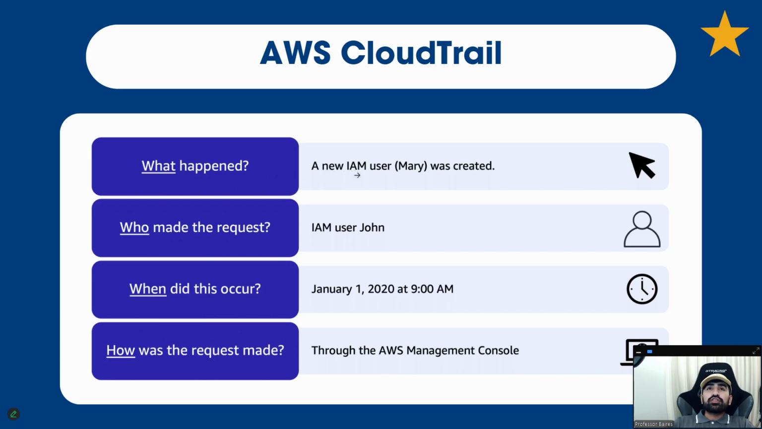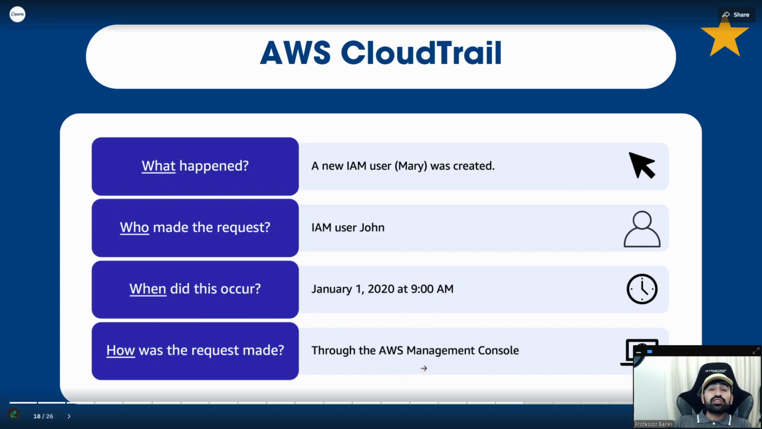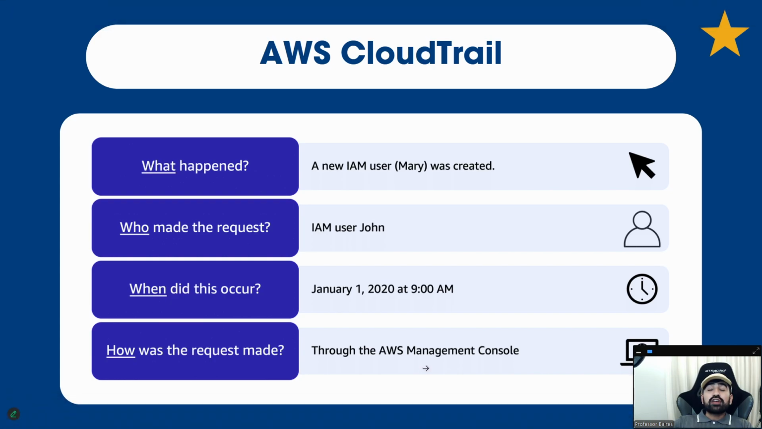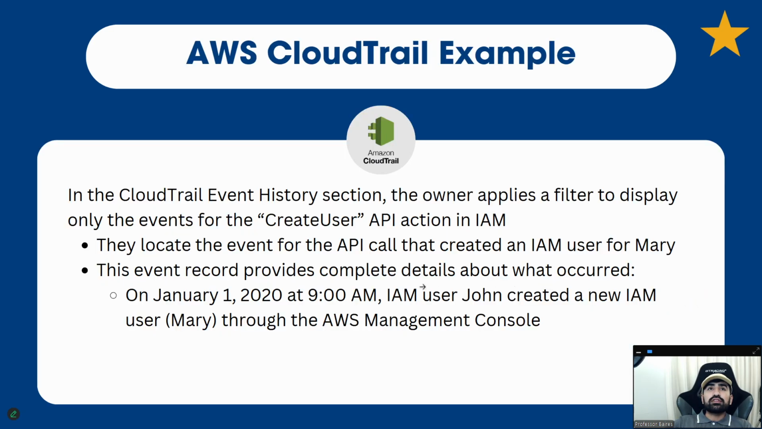So what happened? Well, CloudTrail is going to show us that a new IAM user was created. It's going to show us that John was the one who made that API call, the one that clicked the button. It'll show us when it occurred, and it'll show us how they did it, because remember, the Management Console is just one way to provision AWS. Again, you can do it through software development kits. You can do it through scripts, through the AWS CLI. A few different ways to actually interact with AWS cloud services.